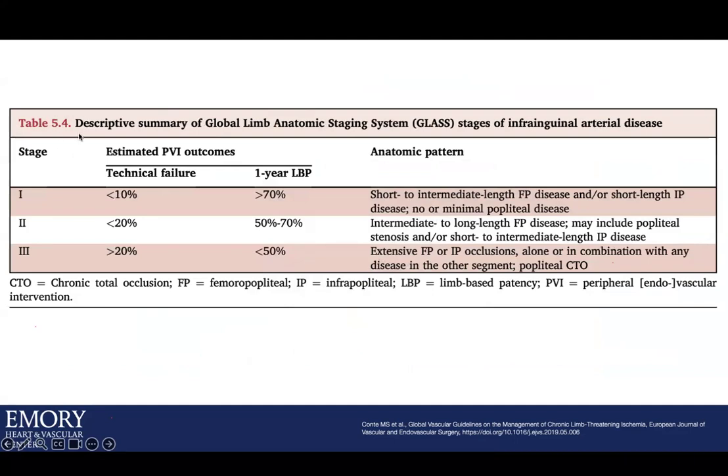If you have GLASS stage 1, then technical failure is less than 10%. The patency chance at 1 year is more than 70%. And then if you have a GLASS stage 3, which is the worst, the chance that the vessel you work on will stay open at 1 year is less than 50%. So there is at least a 50% chance the vessel will close in 1 year if you work on it. And that's very important information you as a physician need to know, and patients need to know as well before they commit to this procedure.